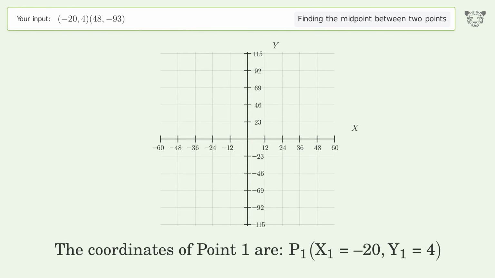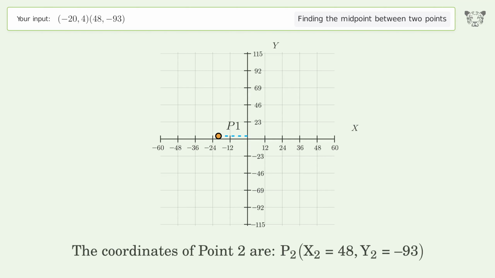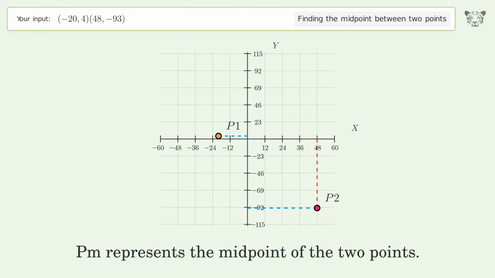The coordinates of point 1 are, x1 equals negative 20, y1 equals 4. The coordinates of point 2 are, x2 equals 48, y2 equals negative 93. PM represents the midpoint of the 2 points.